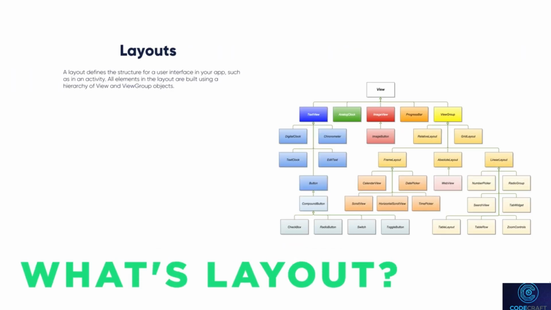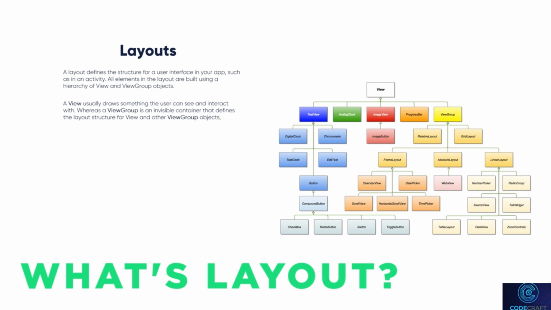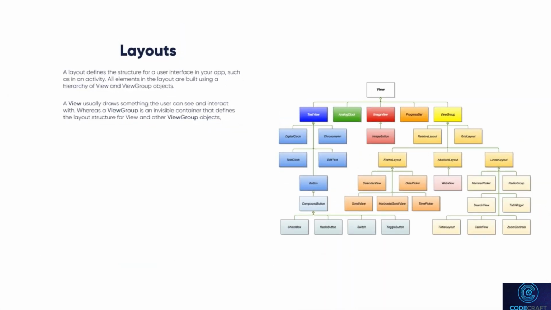Welcome back. In this video, we'll learn about layouts. A layout refers to the XML files that define the structure and appearance of user interface elements for an Android app. Layouts play a crucial role in designing the user interface of an Android application. They allow you to arrange and position various UI components such as buttons, text views, images, and more within the user interface of the application.